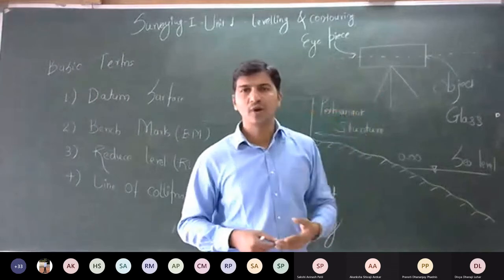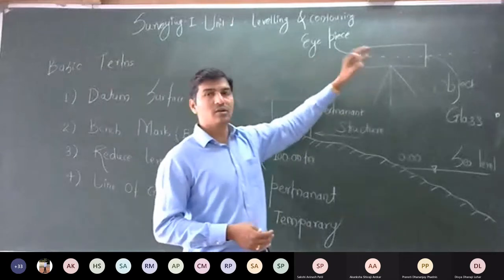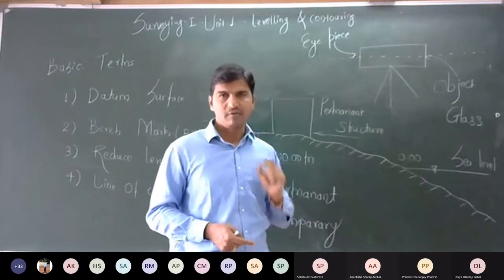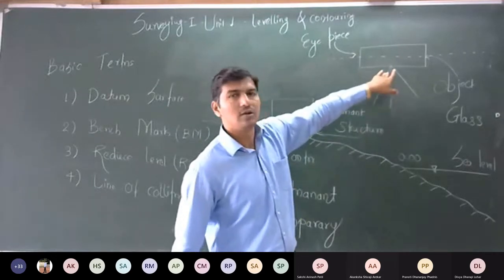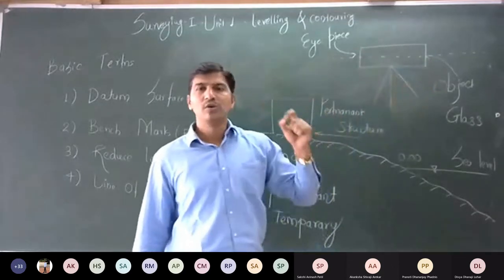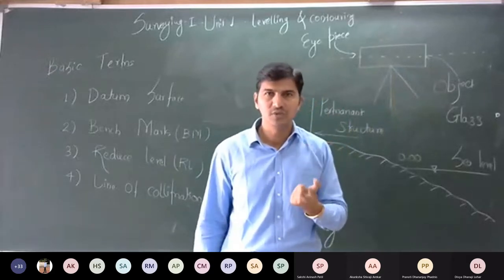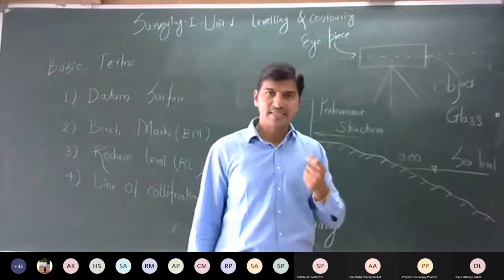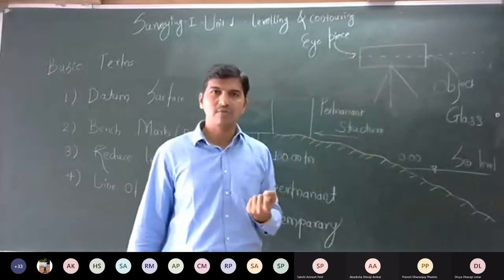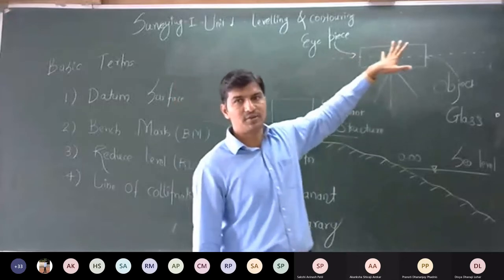We have a few more lines that will be discussed afterwards, but please consider this line of collimation. When the line of collimation is exactly horizontal, the bubble tube will be exactly at the central position. So by using the foot screws or the legs of the tripod stand, we can bring the bubble to the center. Once the bubble is at the center of its run, we can say that the line of collimation is exactly horizontal.